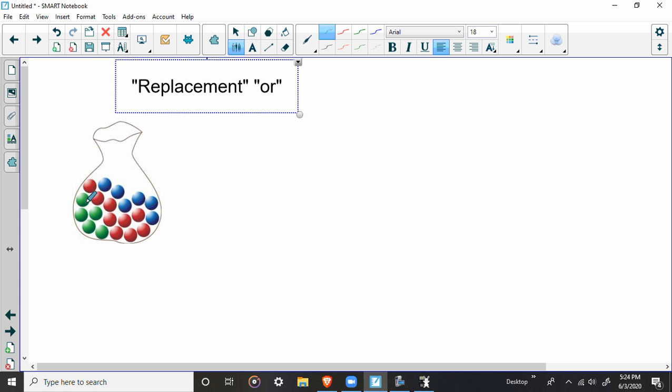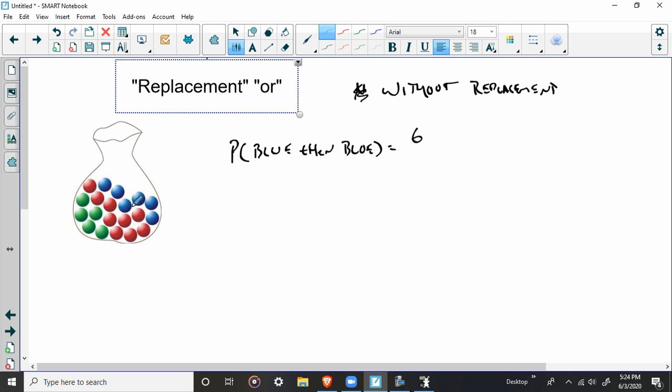So a big thing you'll see are card pulls and bags of marbles, okay? So I said, hey, what's the probability of blue, then blue? Sorry, that's terribly written. And we're going to say without replacement, meaning you're taking the marble out and you're not putting it back. So again, your probability of pulling a blue, well, I've got 1, 2, 3, 4, 5, 6 blue, and there are 7, 8, 9, 10, 11, 12, 13, 14, 15, 16, 17, 18, 19, 20 total. So your probability of pulling the blue on the first one is 6 out of 20.